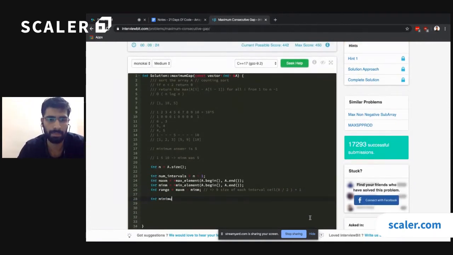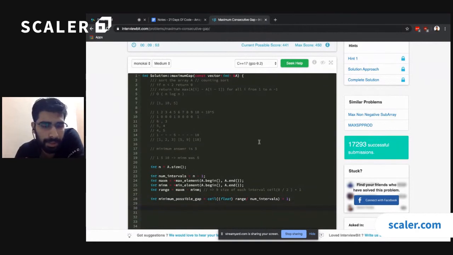And the minimum possible gap will be equal to ceil of float of range divided by number of intervals, plus 1. Okay, I can do that.